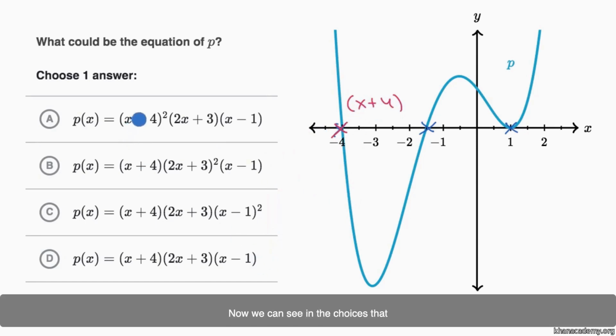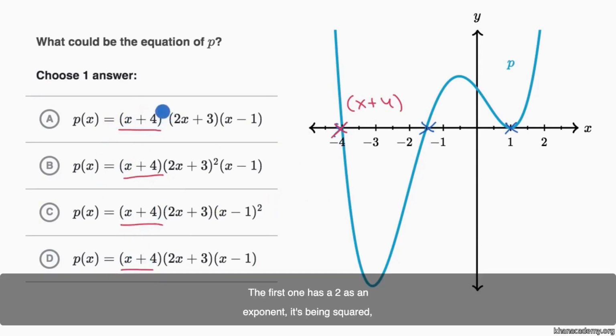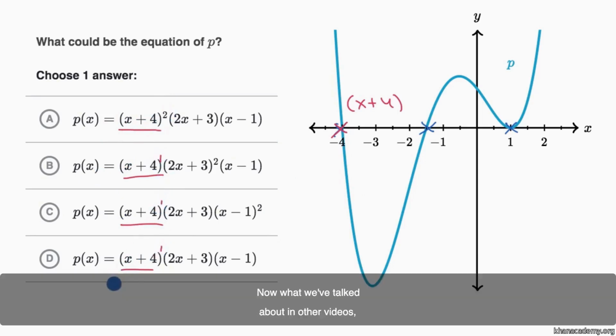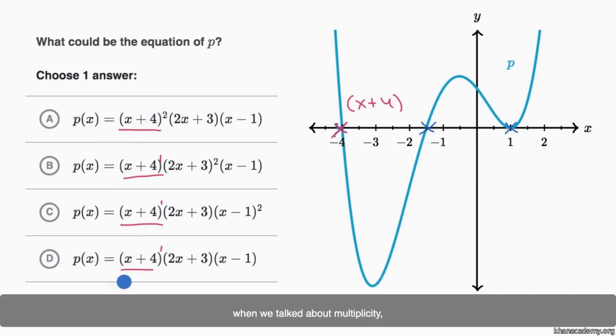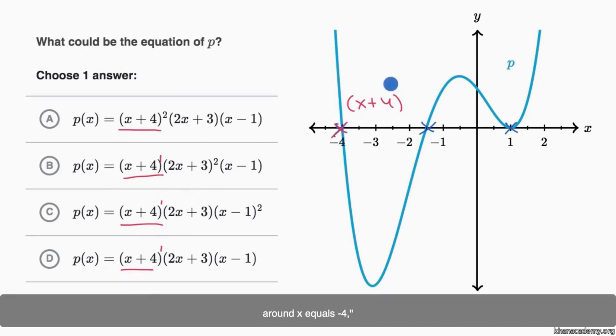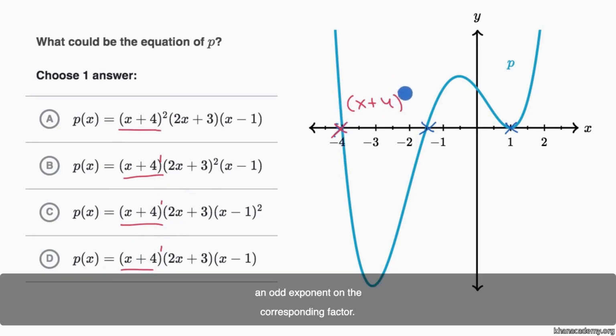polynomial. Now we can see in the choices that we have a bunch of x plus 4s, but they have different exponents on them. The first one has a 2 as an exponent, it's being squared, while the others have a 1 as the exponent. Now what we've talked about in other videos when we talked about multiplicity, we said, hey, if we see a sign change around a root, like we're seeing right over here around x equals -4, that means that we are going to see an odd exponent on the corresponding factor.